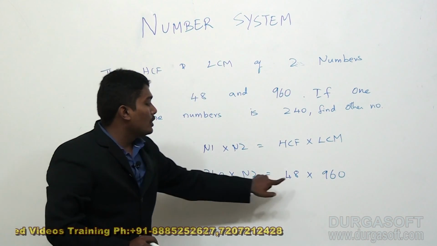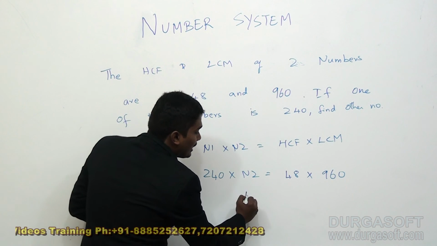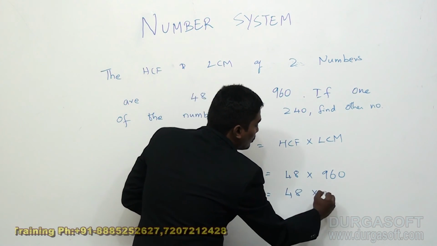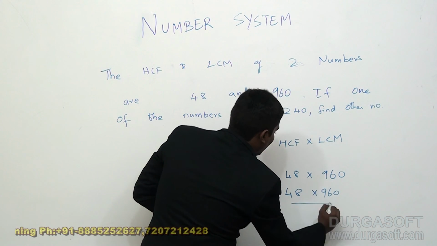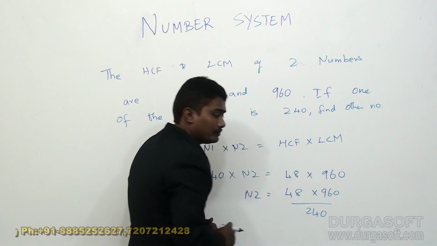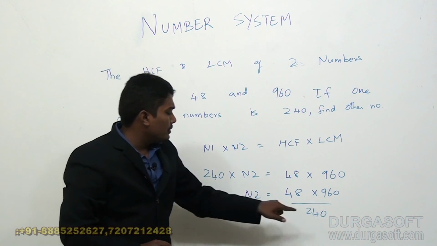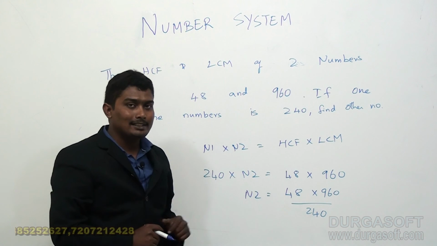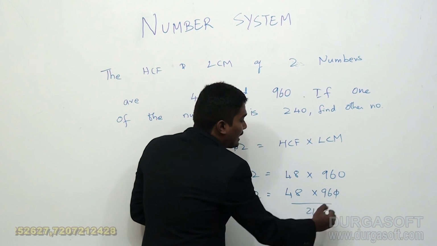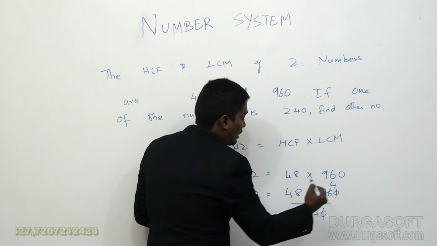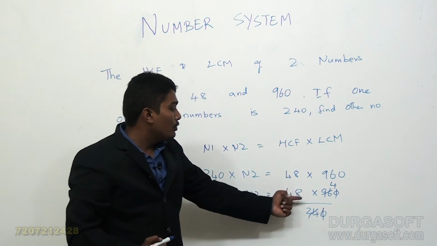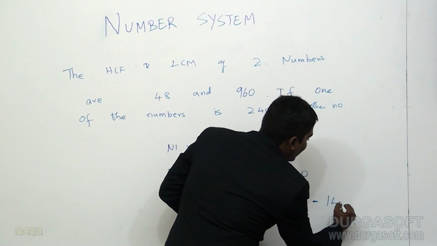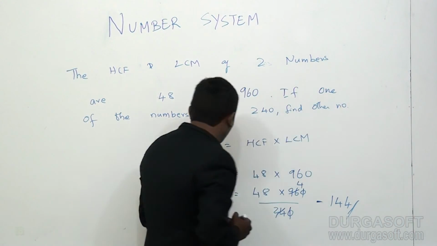Now I will bring this 240 to the other side. So I will be getting number 2 equal to 48 into 960 divided by 240. Now 240, we already saw that 24 into 4 will be 96. So I will cancel the 0s, 24 one time, 4 times. So I will get number 2 as 48 into 4. So 48 into 4 is nothing but 192. So this will be your number.